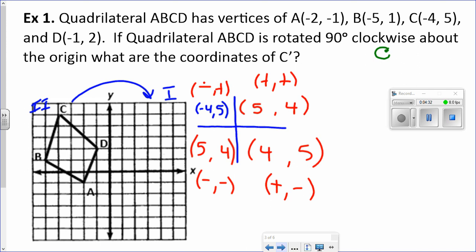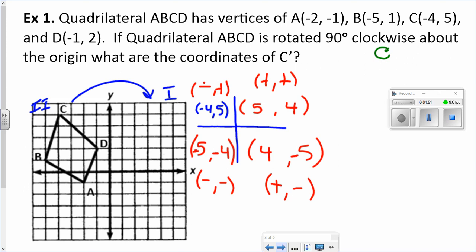So here they have to be positive, positive, so this would be (5, 4). In this quadrant, they have to be positive, negative, so the coordinate is going to be (4, -5) if it rotated to quadrant 4. And over here, in quadrant 3, it has to be negative, negative, so the 2 coordinates would have to be negative.